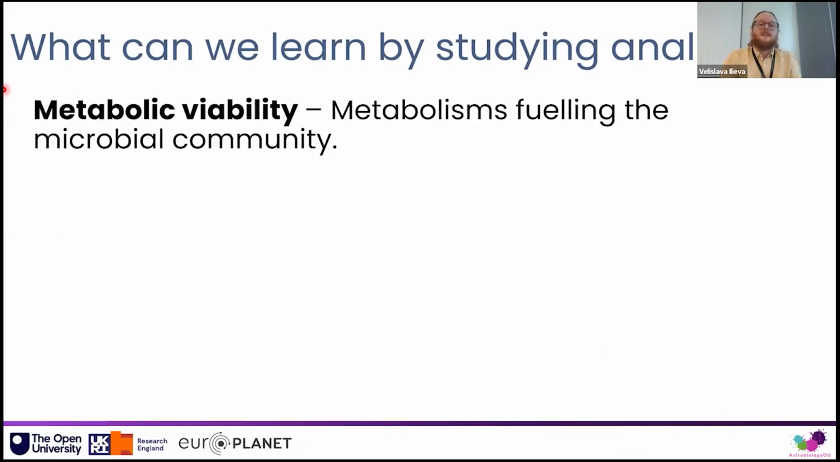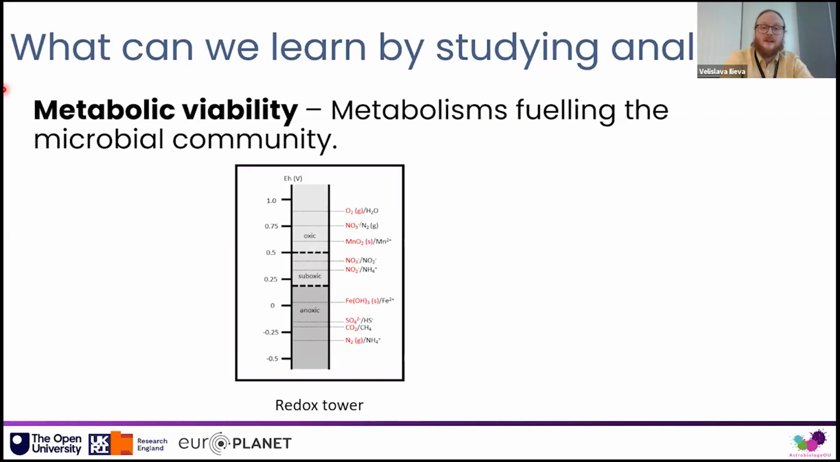In terms of metabolic viability, we're referring to metabolisms that provide sufficient energy to enable the replication of cells, so persistent, sustained growth in addition to survival. So shown here, we have a redox tower, which shows the different potential terminal electron acceptors at the end of a metabolic chain. At the very top, we have oxygen with aerobic metabolisms being incredibly highly energy yielding. And then for the rest of the redox tower, we have the subdivisions of different anaerobic electron acceptors.